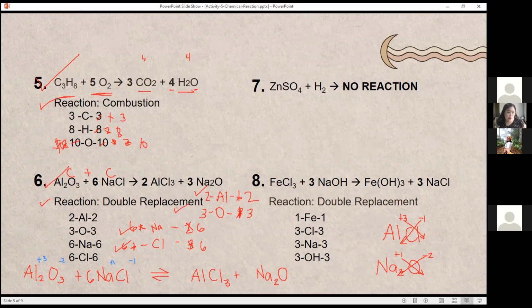Aluminum, 1 molecule of aluminum oxide reacting with 6 molecules of sodium chloride, and then this will yield 2 molecules of aluminum chloride plus 3 molecules of sodium oxide. So that's how you do, class, the double displacement or double replacement reaction.